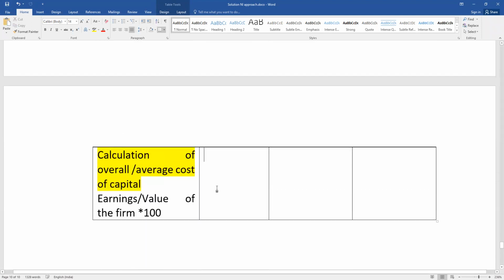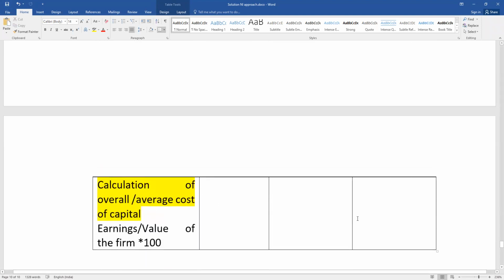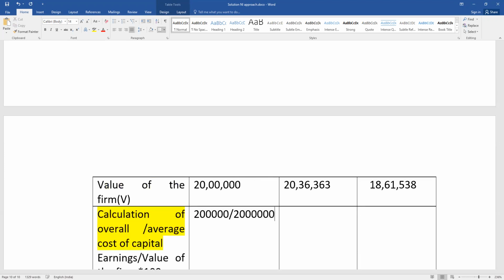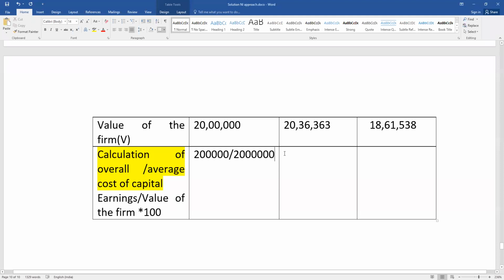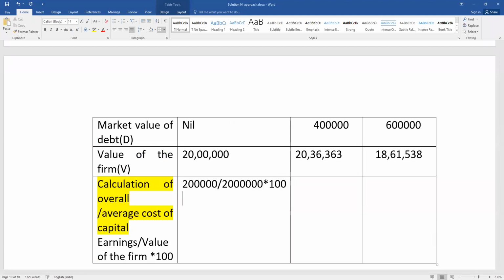Right? So now we are going to calculate the overall cost of capital or average cost of capital. In the first case, you have your earnings as 2 lakhs divided by the total value of the firm, 20 lakhs, into 100. That is 10%. It is 10%.